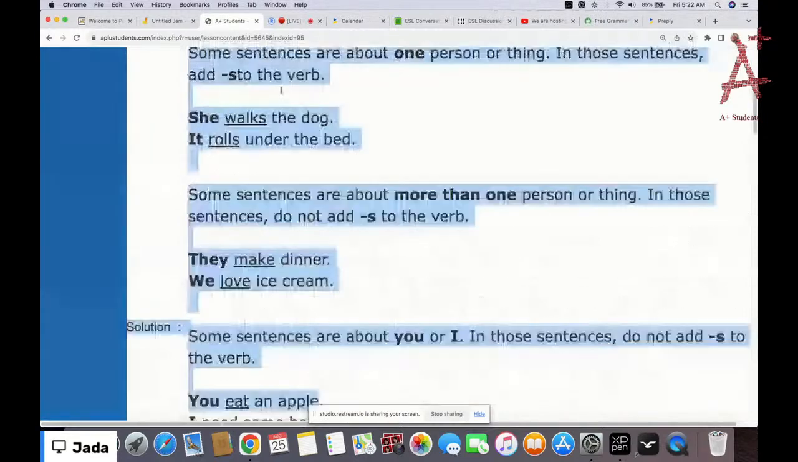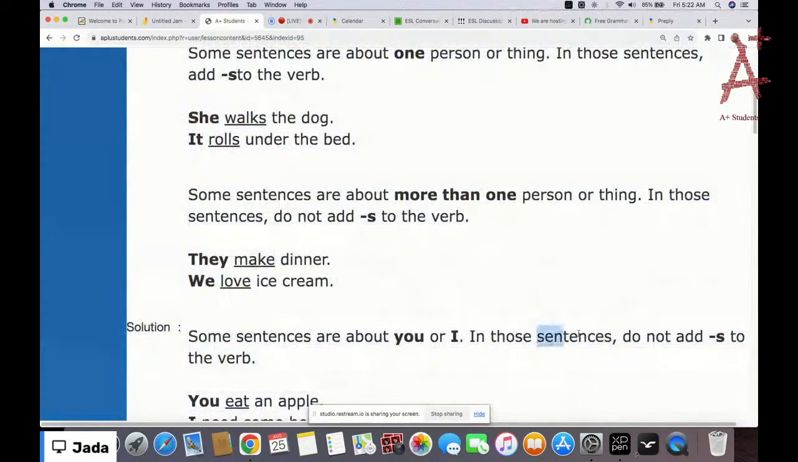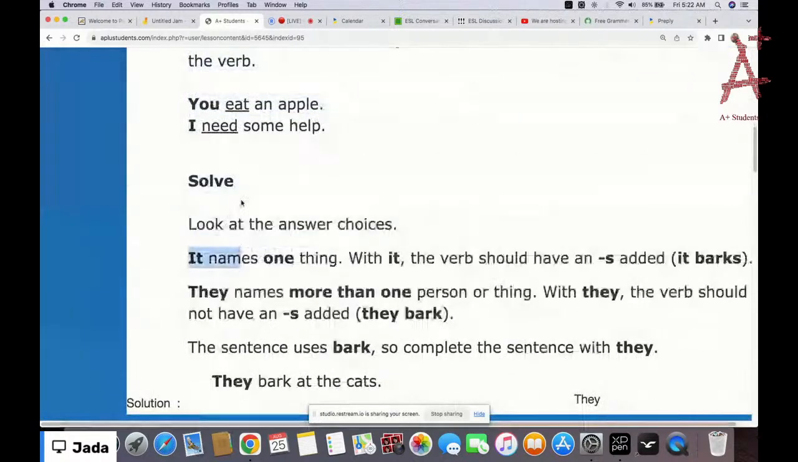Now some sentences are about you or I. In those sentences, do not add s to the verb. So yeah, that's it.